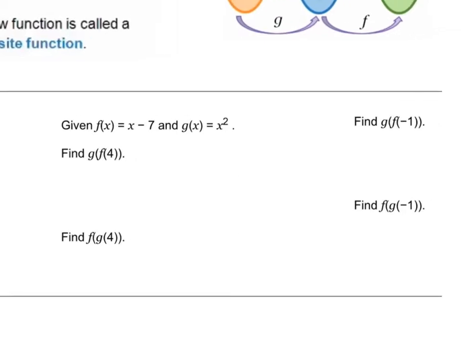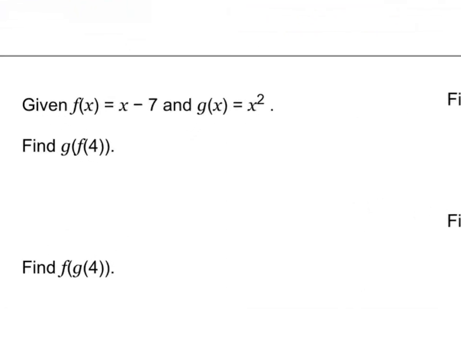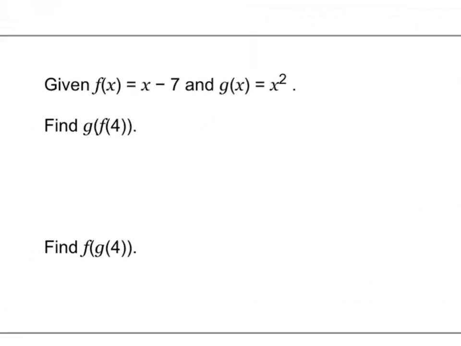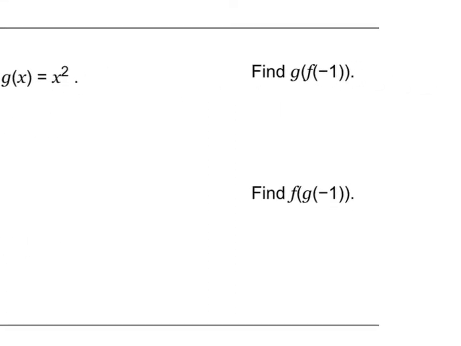On this one, you're given a function f of x equal to x minus 7, and g of x equal to x squared. So it wants us to find all these different values: g of f of 4, f of g of 4, and then g of f of negative 1, and then f of g of negative 1.